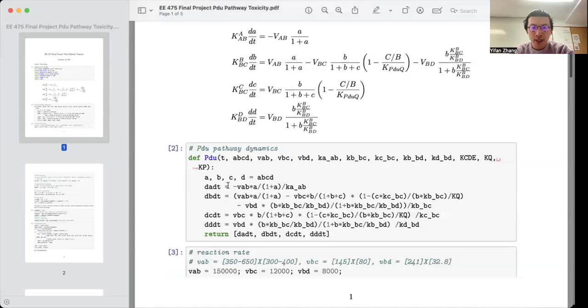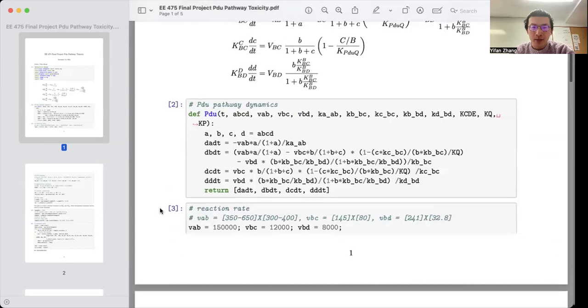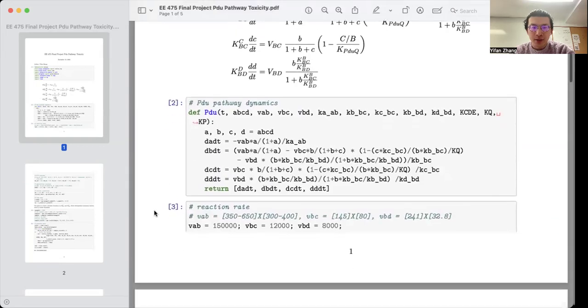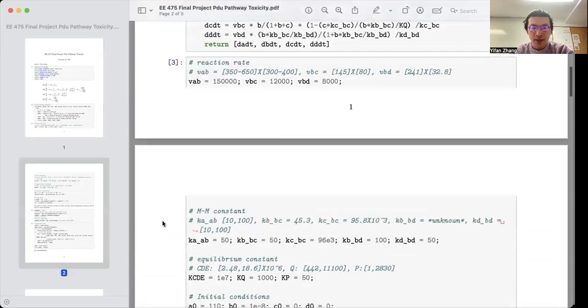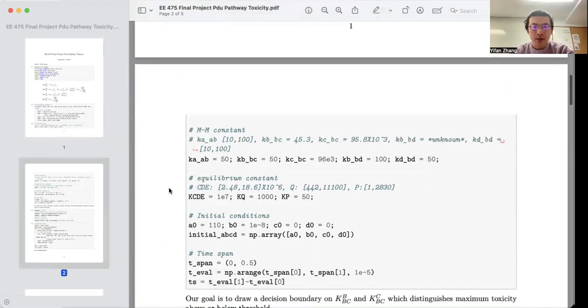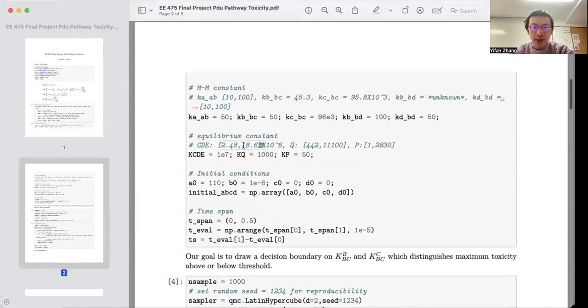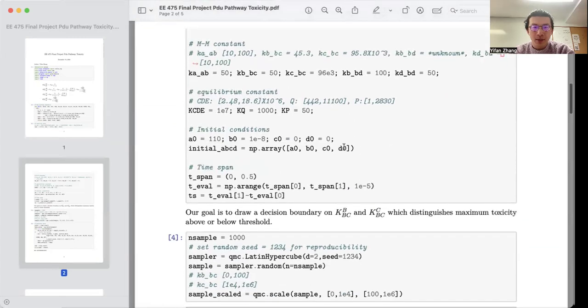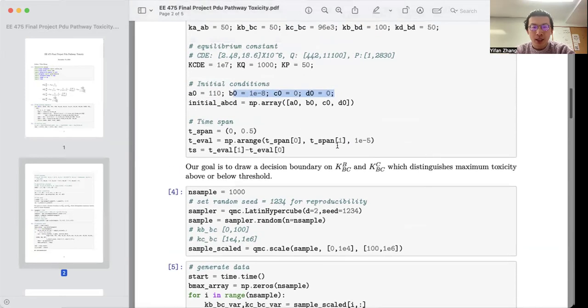And then this part can simulate this ODE system using a SciPy package. And this part are all the chemical constants like the reaction rate, the Michaelis-Menten constant, and the equilibrium rate. And for the initial condition, we assume there is a high concentration of one substrate, and all the other things are nearly zero. And we make the simulation.